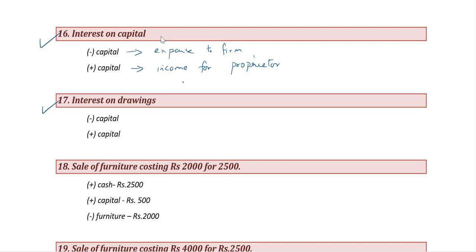Interest on drawings. Again, we deduct from capital and add to capital. The reason we deduct from capital is because it's an expense to the proprietor, and the proprietor's account is represented by capital. And the reason we add to capital is because it's an income for the business.